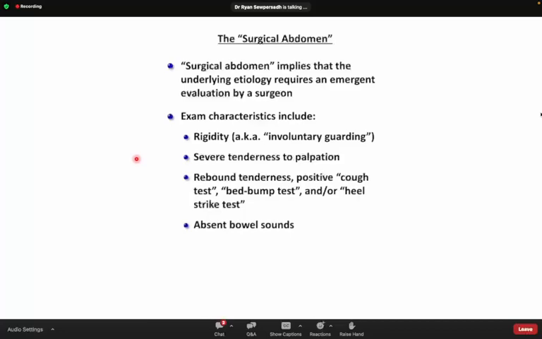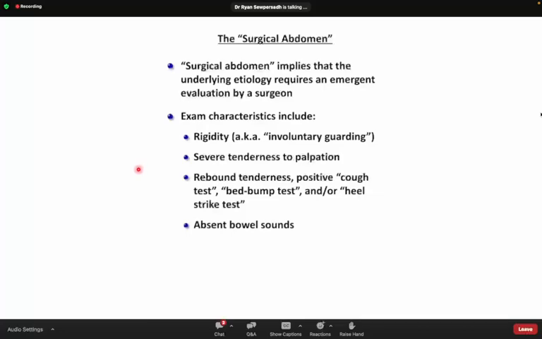Unusually severe tenderness to palpation, signs of peritonitis, known as the peritoneal signs, including rebound tenderness. Now, what is rebound tenderness? This is the finding that pain caused by slow abdominal pressure applied by the examiner's hands is not as severe as the pain caused by the quick release of the pressure.